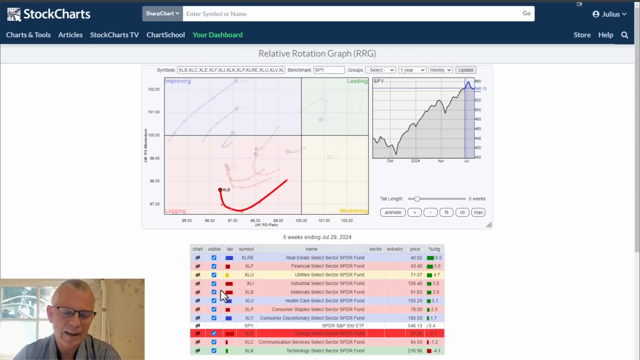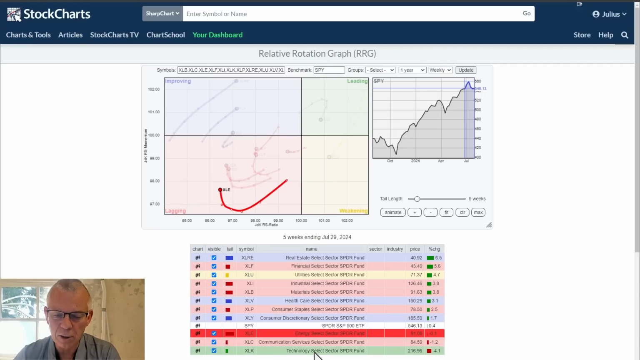So there is no alignment in terms of seasonality for materials and energy. The current rotation is not lining up with the historical seasonal tendencies for both materials and energy.